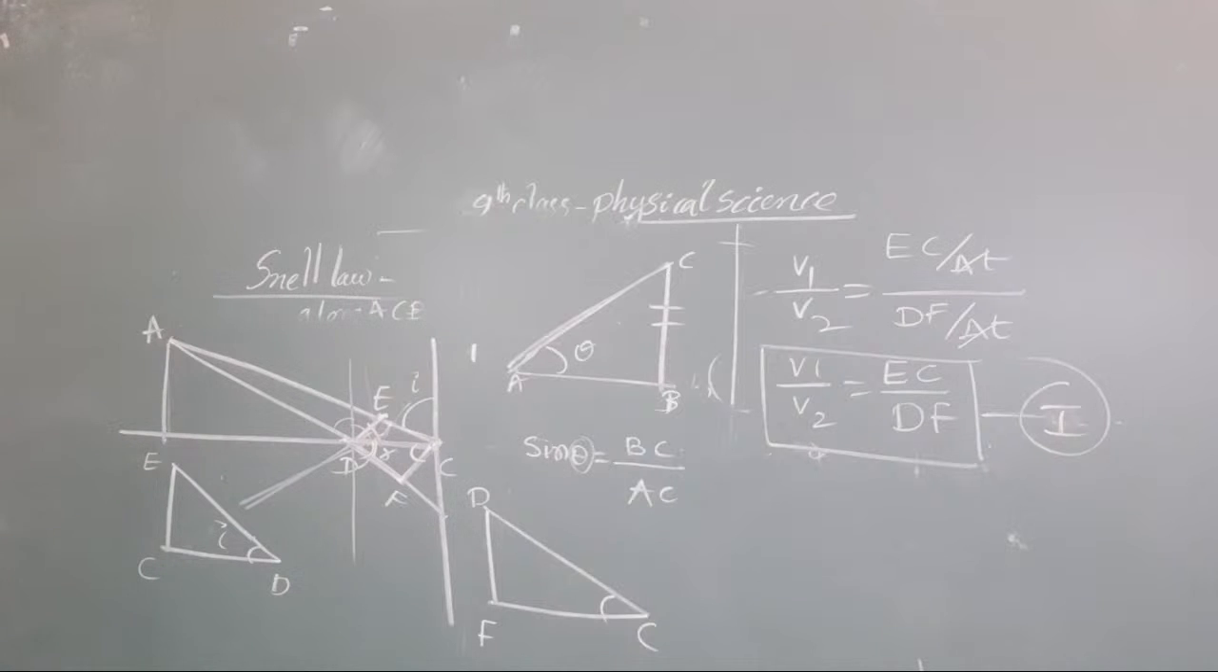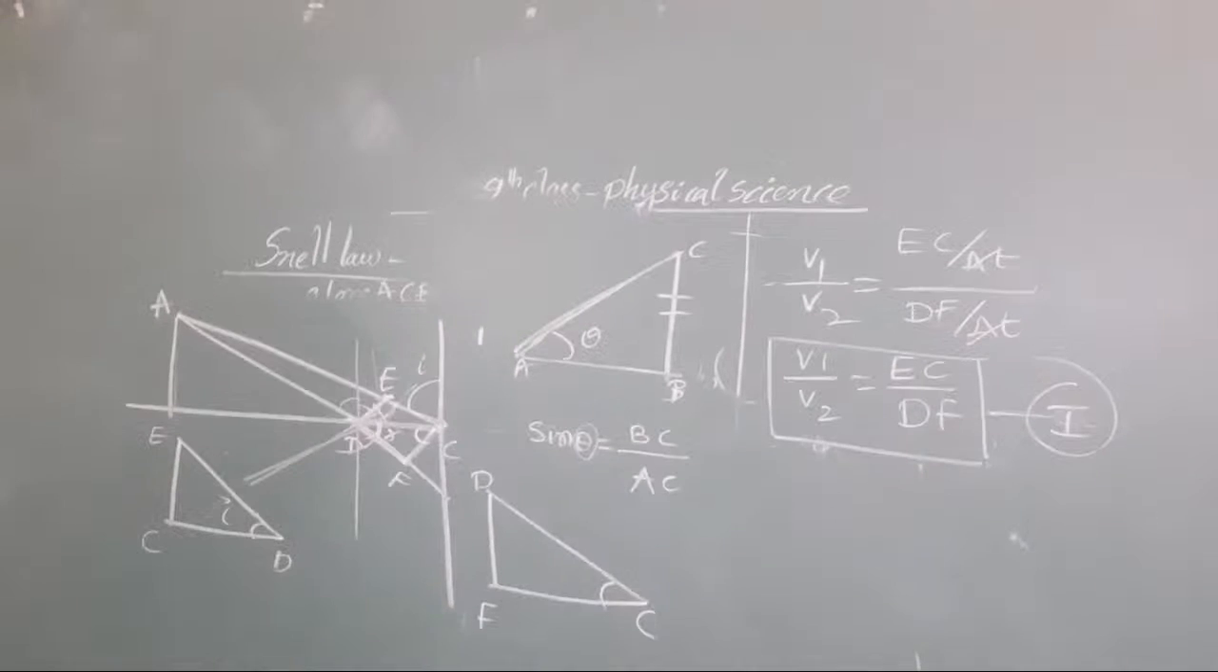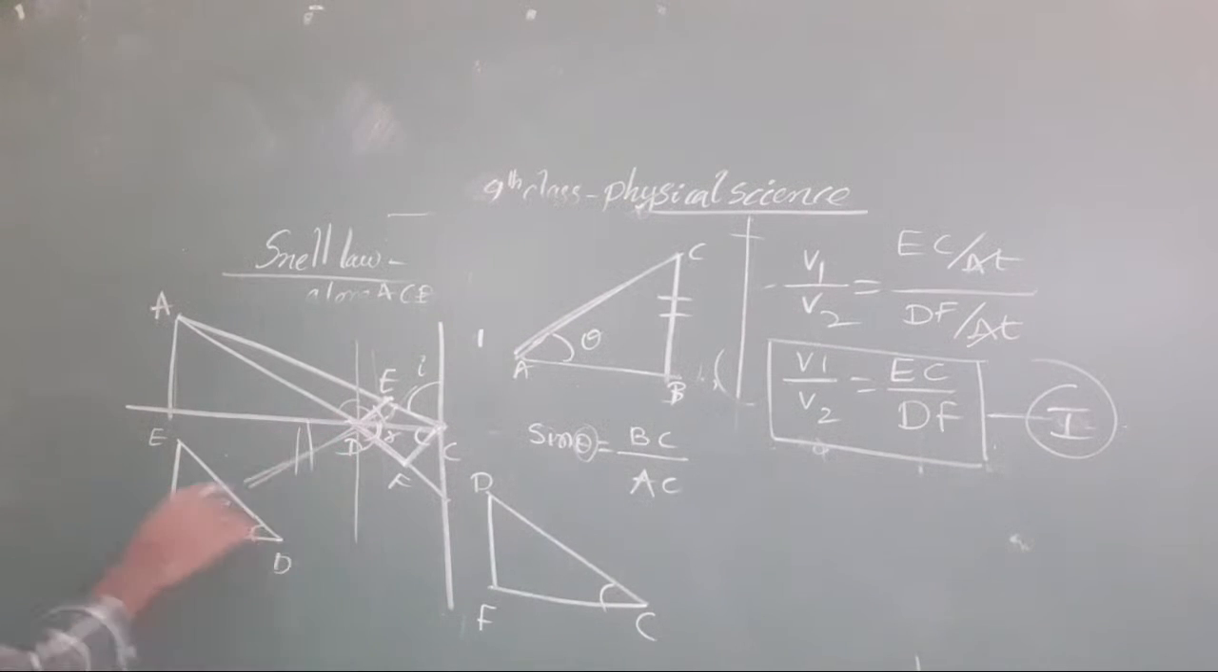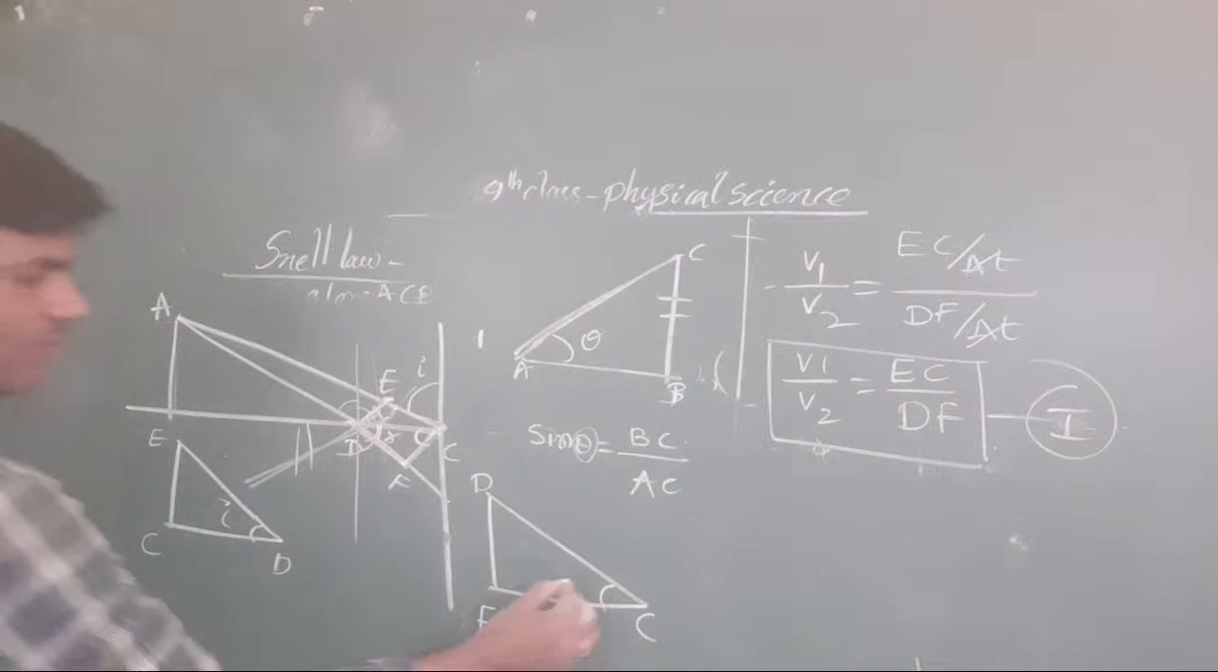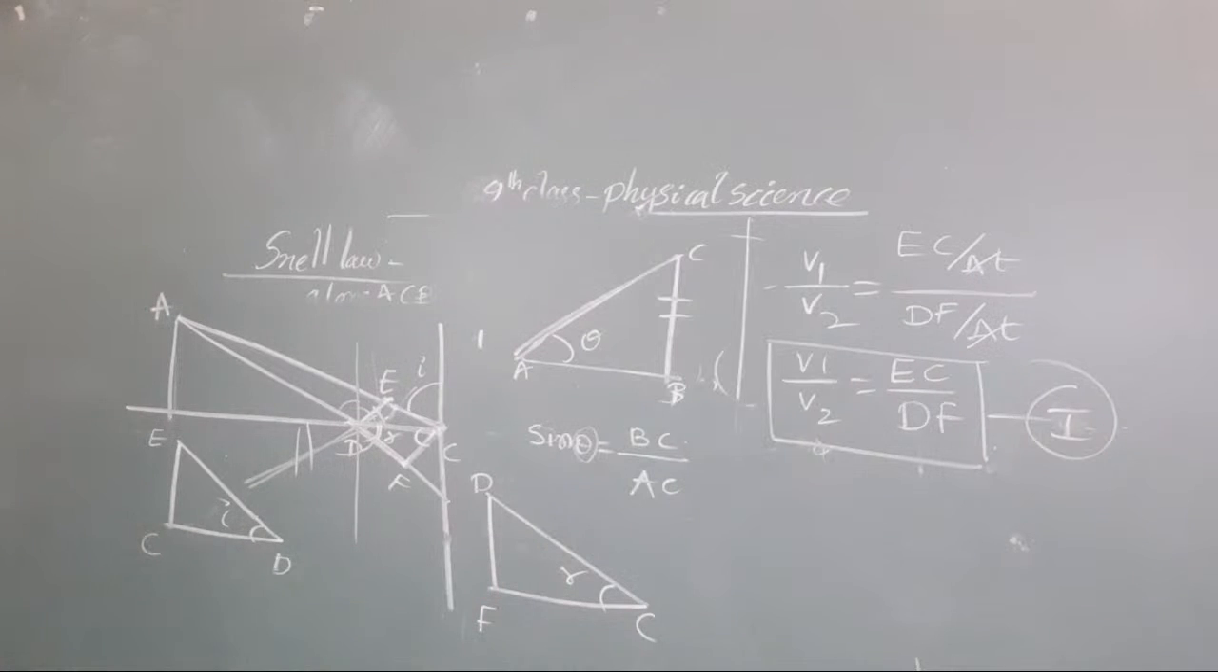Got it? These are the triangles we have taken out from this diagram. These triangles are taken out from this figure, and we write the sine angles. This is R, this is I. We write the sine angle from this triangle and from this triangle. Clear or not, all the students?